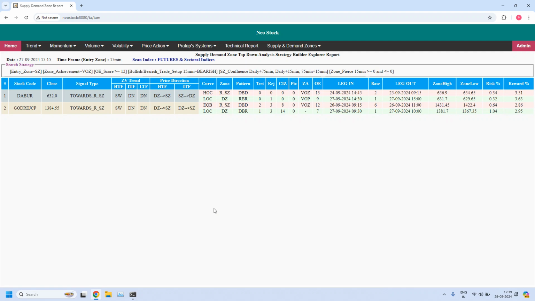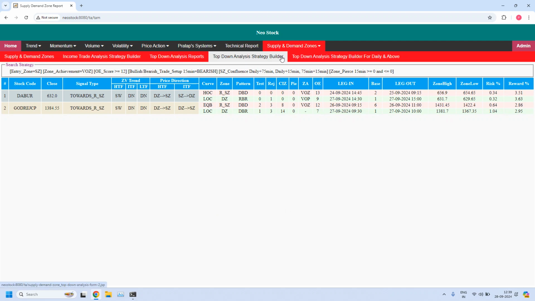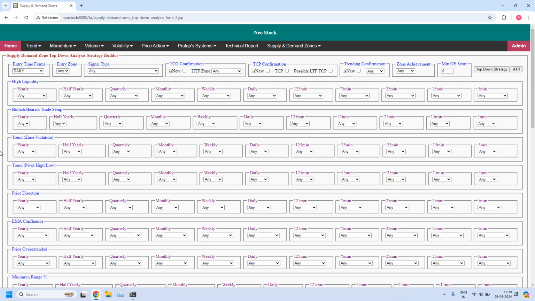Okay, next let's look for bullish trade setup for hourly income trade. For hourly income trade, entry time frame is 5 minutes. For bullish trade setup we have to use demand zone. In the bullish or bearish trade setup parameter at 5 minutes time frame, I am selecting bullish. And we need to set the 5 minutes demand zone should not be pierced.